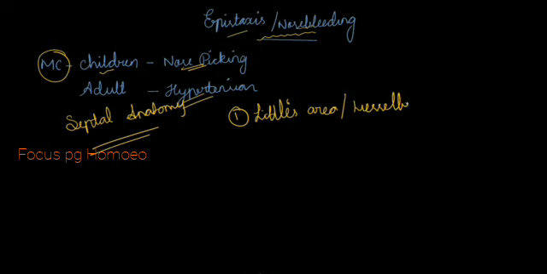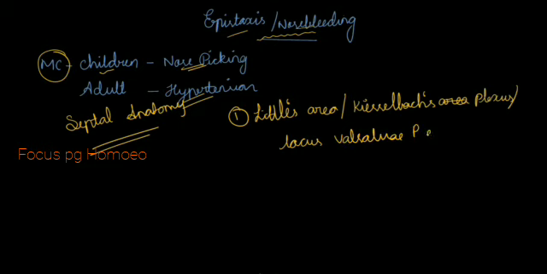Kisselbach's area, or Kisselbach's plexus we can say, and then locus Valsalvae plexus. So where it is located, that is the most important point. It is located in the antero-inferior part of the septum. Okay, in the septal wall it is located, the antero-inferior part of the septum.